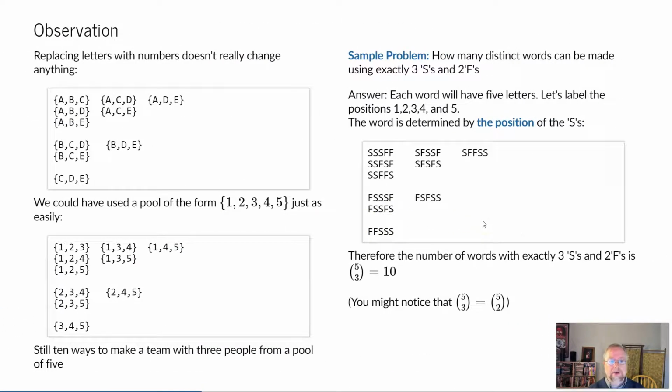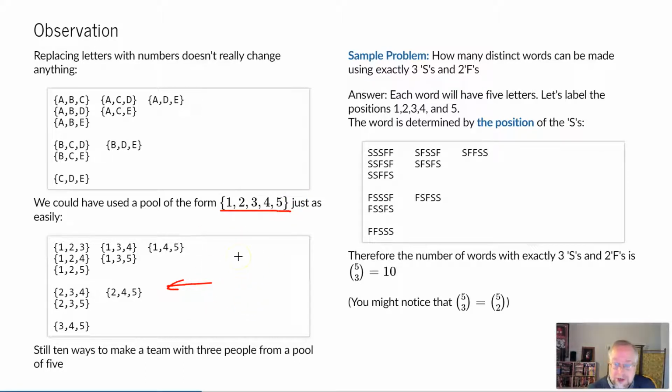Now I want to point out that whether the pool involved letters, A, B, C, D, and E, or if the pool was numbers 1, 2, 3, 4, and 5, the pattern's still the same, right? The actual members themselves, as long as they're all distinct, don't matter. So there are still just 10 ways to make a team of size 3 from a pool of size 5, no matter how I'm labeling the candidates.